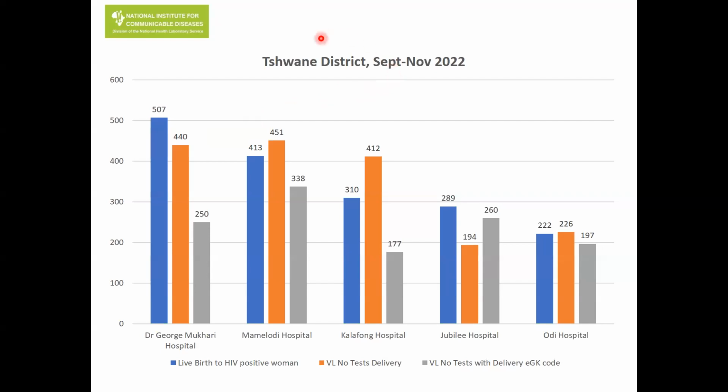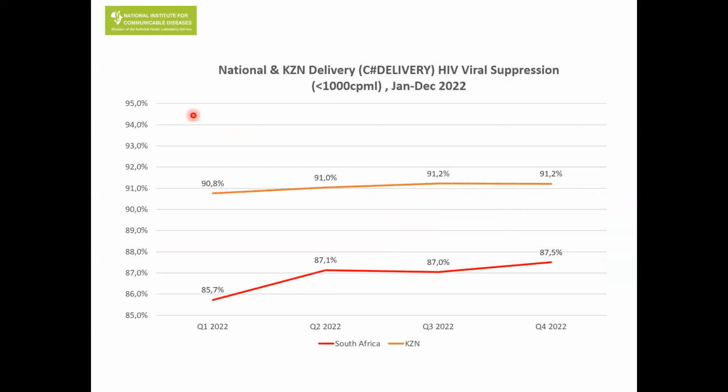Tshwane has been really improving dramatically in terms of the utilization of these codes, because they see the benefit, not just in terms of the results for action reports. You can identify all your patients who are pregnant and breastfeeding using the RFAs, but also for monitoring purposes, both in terms of viral loads done and suppression rates.